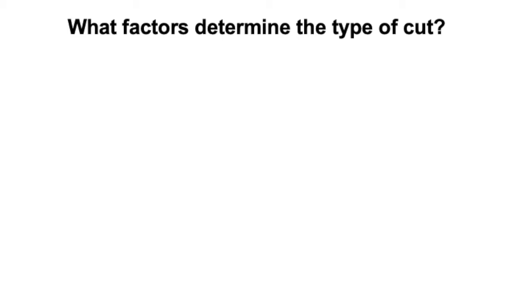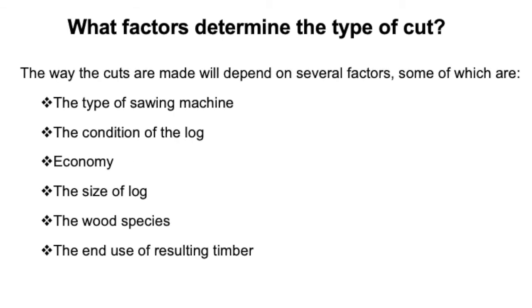The typical factors which determine the type of cut would be economic reasons, the size of the log itself, and the conditions and the end result that you're going to use the wood for. There could be more than these reasons. I just put a few there for you to have a broad understanding of what factors determine the type of cut. Then, moving on to seasoning of timber.